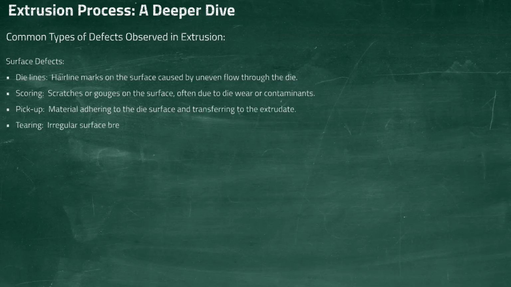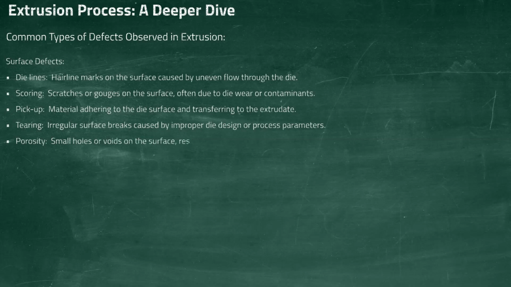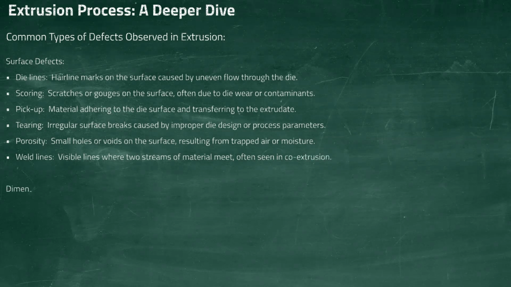Tearing: irregular surface breaks caused by improper die design or process parameters. Porosity: small holes or voids on the surface, resulting from trapped air or moisture. Weld lines: visible lines where two streams of material meet, often seen in co-extrusion.